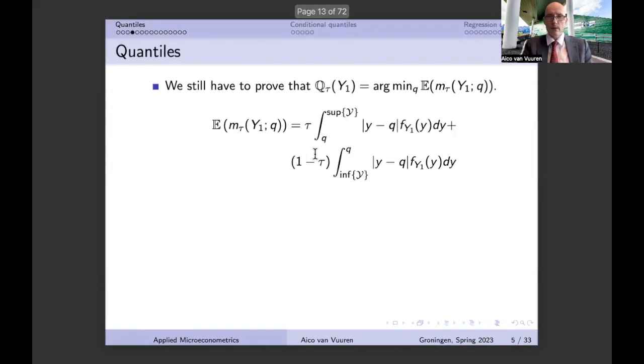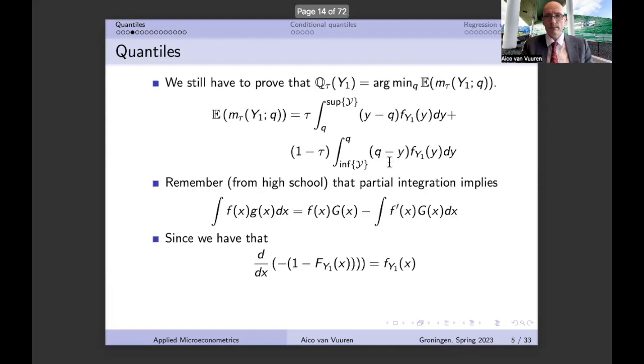Then we should realize that if we integrate over here, all the points with respect to y are larger than q. So that means that this is going to be positive, so we can also write this as y minus q. Here it's the other way around. Here we integrate over values that are smaller than q, so y is always smaller than q. That means that this is always going to be negative in between the absolute value, so we can better write it as q minus y. Then we get all these things over here.